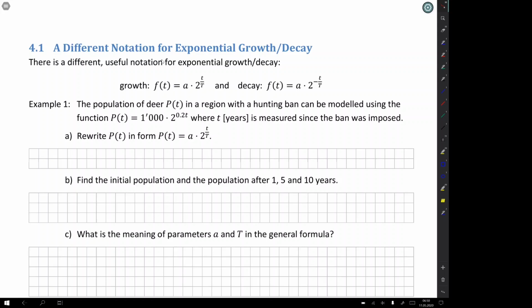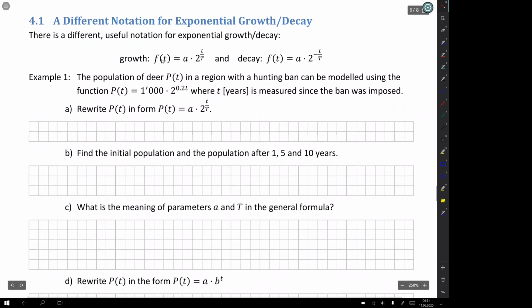Exponential growth and decay are not always written in the form a times b to the power of t, but there are different forms, most of them typically something like this: a times 2 to the power of small t divided by capital T. Or then if it is a decay, there is just a minus additionally here. Let us look at an example to understand how this works.